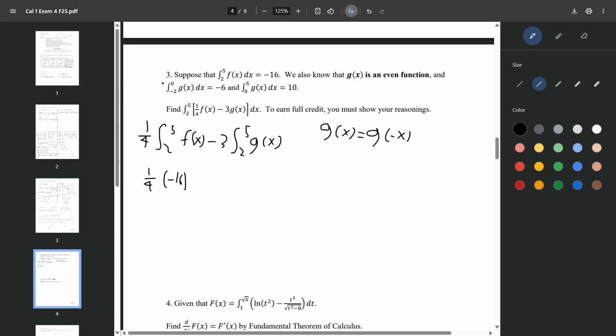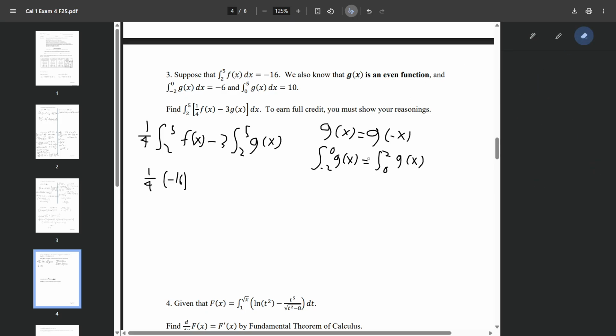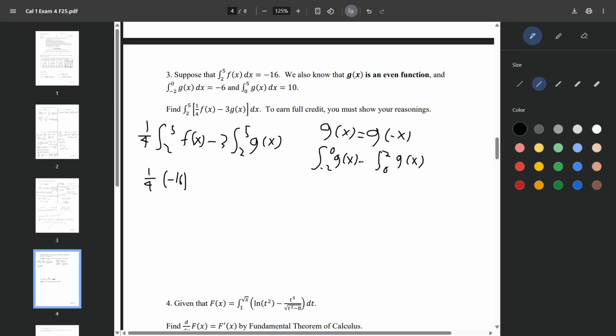So what that means is that the integral from -2 to 0 of g(x) dx equals the integral from 0 to 2 of g(x) dx. We should also put dx there, since that technically isn't correct if it doesn't have dx. So in that case, they will both equal -6.